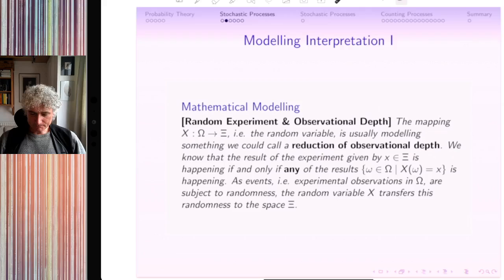One should also say that the random variable is carrying over the randomness in omega that is described by the definition of the probability on omega. It carries this over to this space xi.